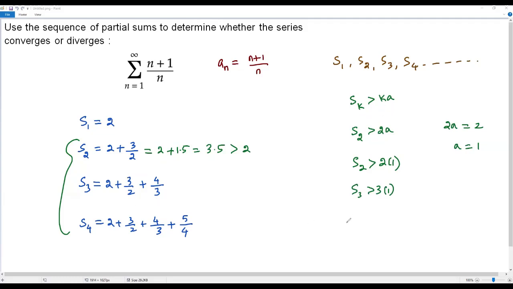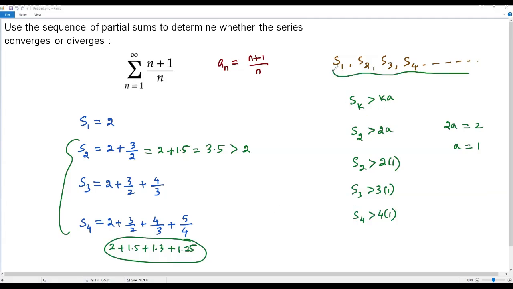Now let's check whether the fourth partial sum satisfies this inequality. For that we have to write S4 greater than, here also we have to plug in 4 for k, times the value of A, which is 1. So the fourth partial sum S4 has to be greater than 4. Let's verify this. Here we have 2, plus 1.5, plus 1.3, and the value of 5 over 4 is 1.25. When I add all these values, definitely it's greater than 4. So the fourth partial sum also satisfies the inequality.